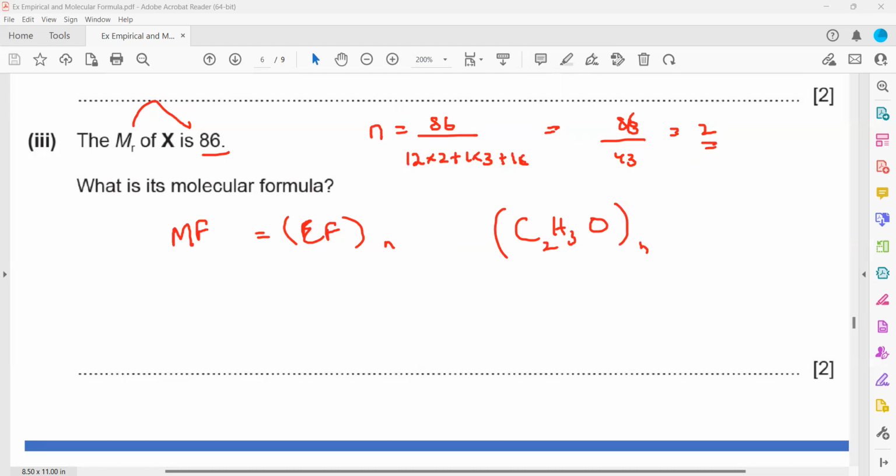N should always be a whole number. So the value of N is equal to 2 here. This 2 will be multiplied with all of them. So this will become C4H6O2. So C4H6O2 is the molecular formula.